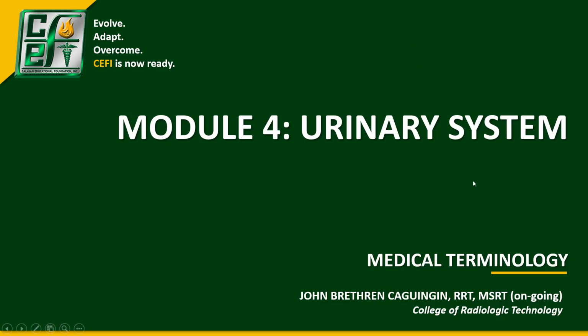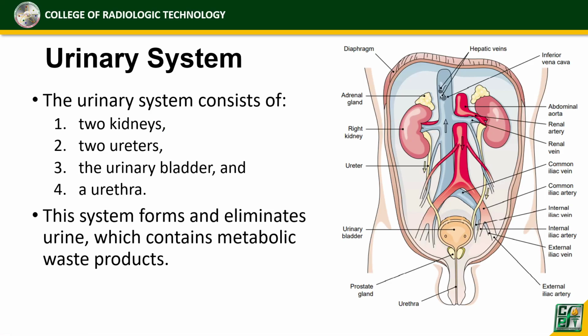Okay, so as part of Module 4, Body Systems, the Urinary System. The urinary system consists of two kidneys, two ureters, the urinary bladder, and the urethra. The ureters connect the kidneys to the urinary bladder, and the urethra is the one that connects the urinary bladder to the outside world.